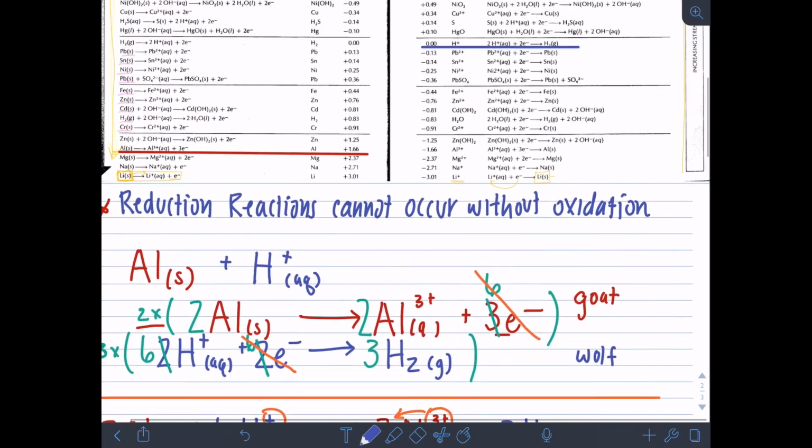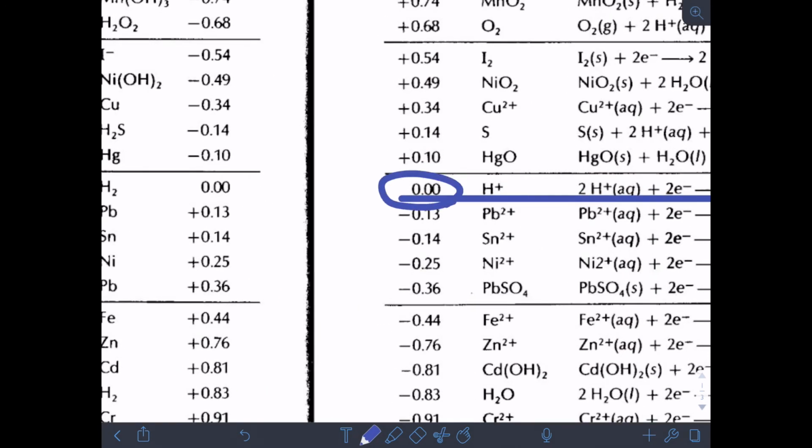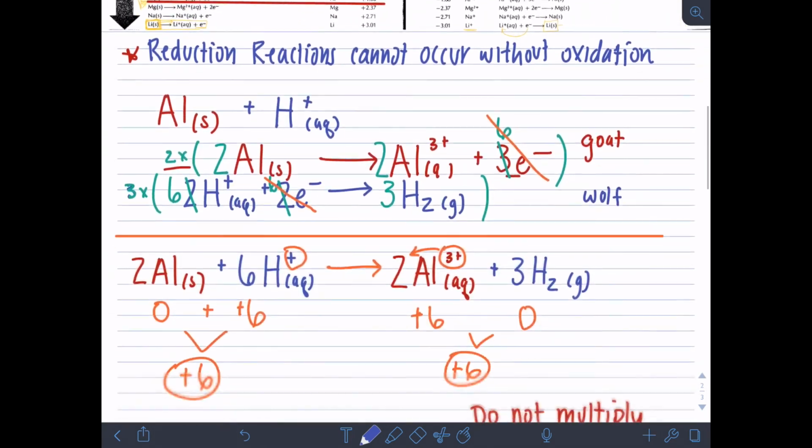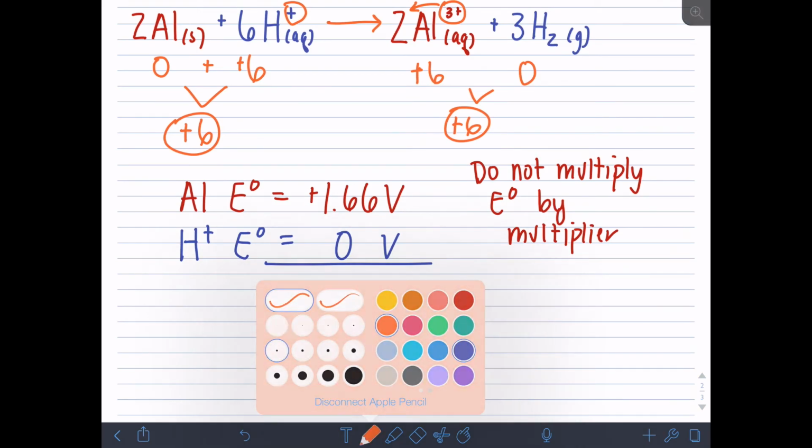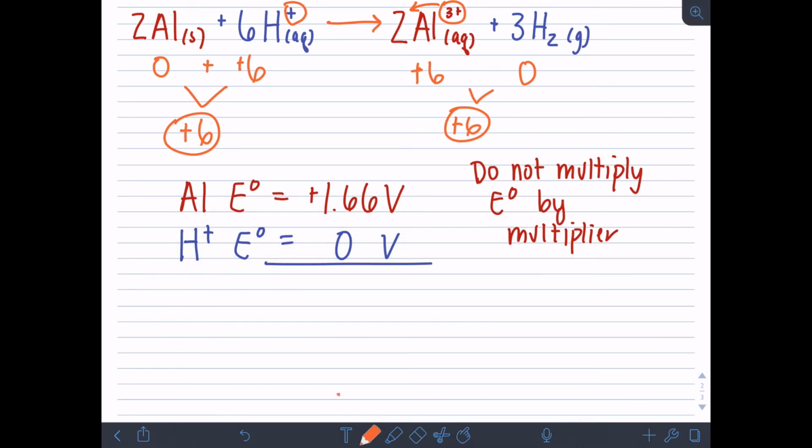My electrode potential for hydrogen is 0. So we add those together, and the total electrode potential for this balanced chemical reaction is plus 1.66 volts. That's a positive number, so this reaction is spontaneous. It's energetically favorable, and so this reaction will proceed.